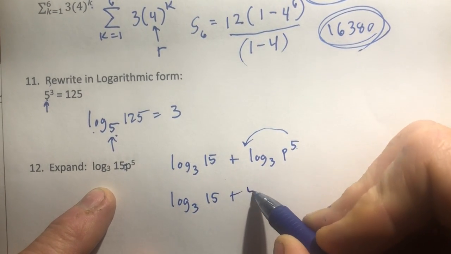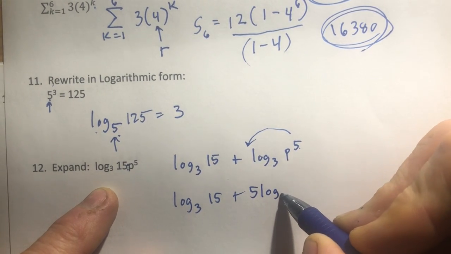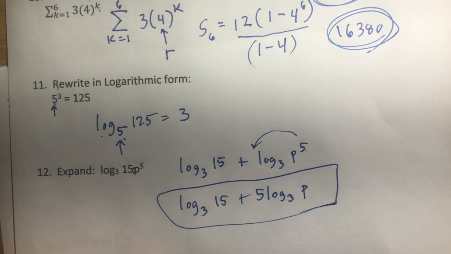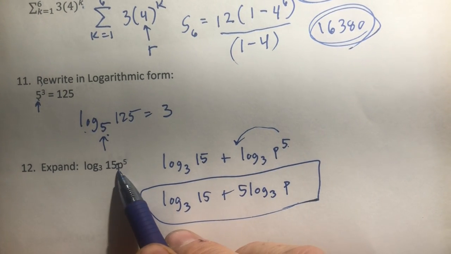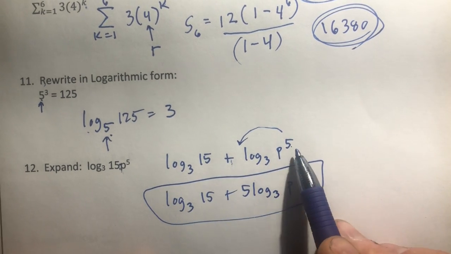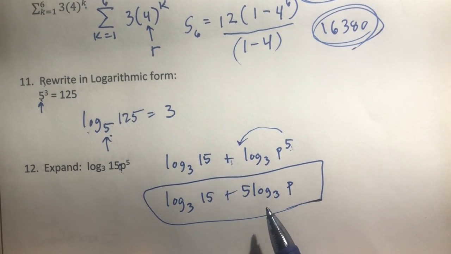Bring this 5 out in front as a multiplier. And this is fully expanded right there. All right, so since it's a product, we can split it up into 2 logs with that plus, and then I got the p to the 5, and the 5 can come out in front as a multiplier.